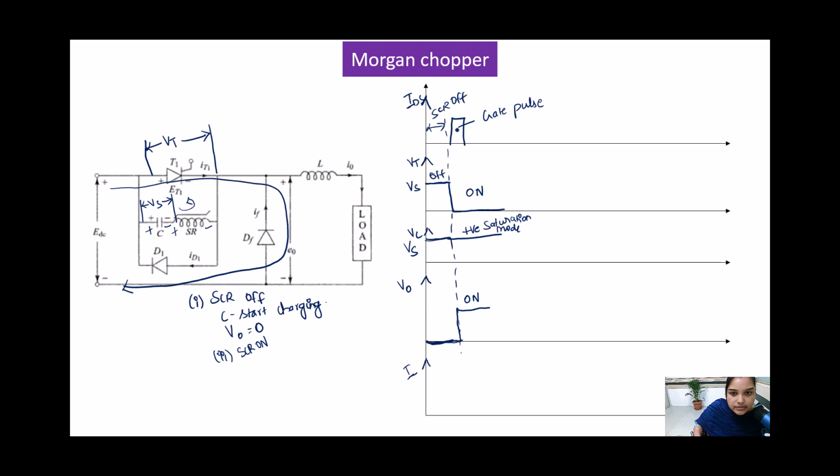And when the gate pulse is given to the SCR, then the SCR will get switched on. At that time the voltage across your thyristor will be 0, and the voltage across this capacitor, Vs, will move on to the positive saturation mode, and we will get the output voltage across this SCR when it is on. Okay, so this will be considered as the second mode.